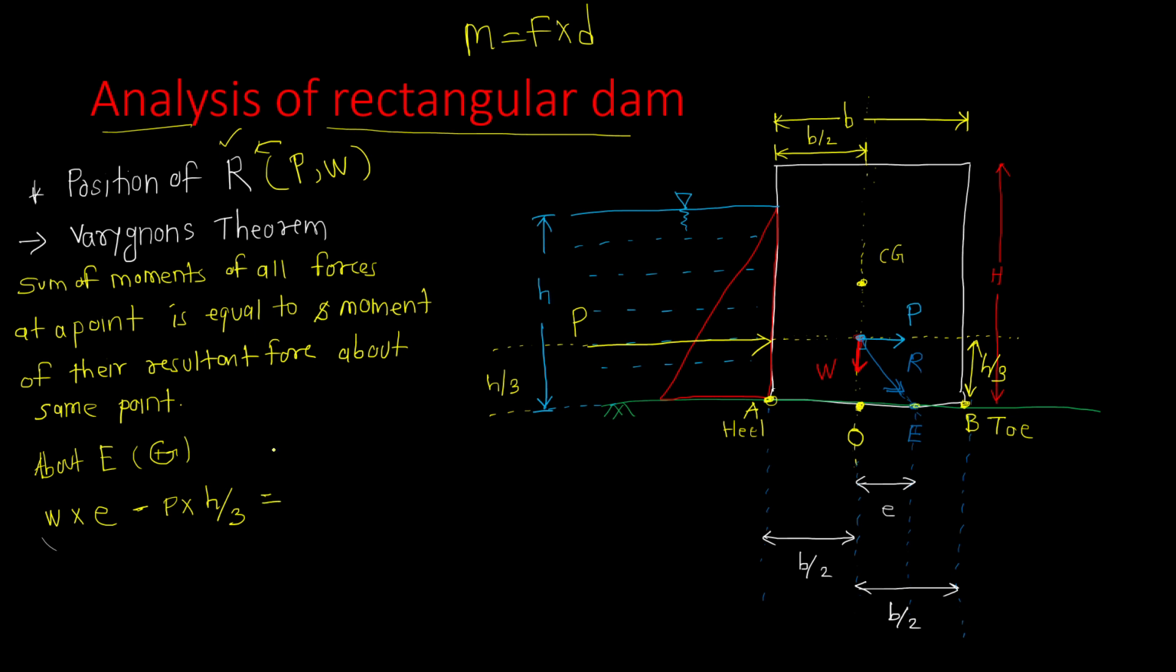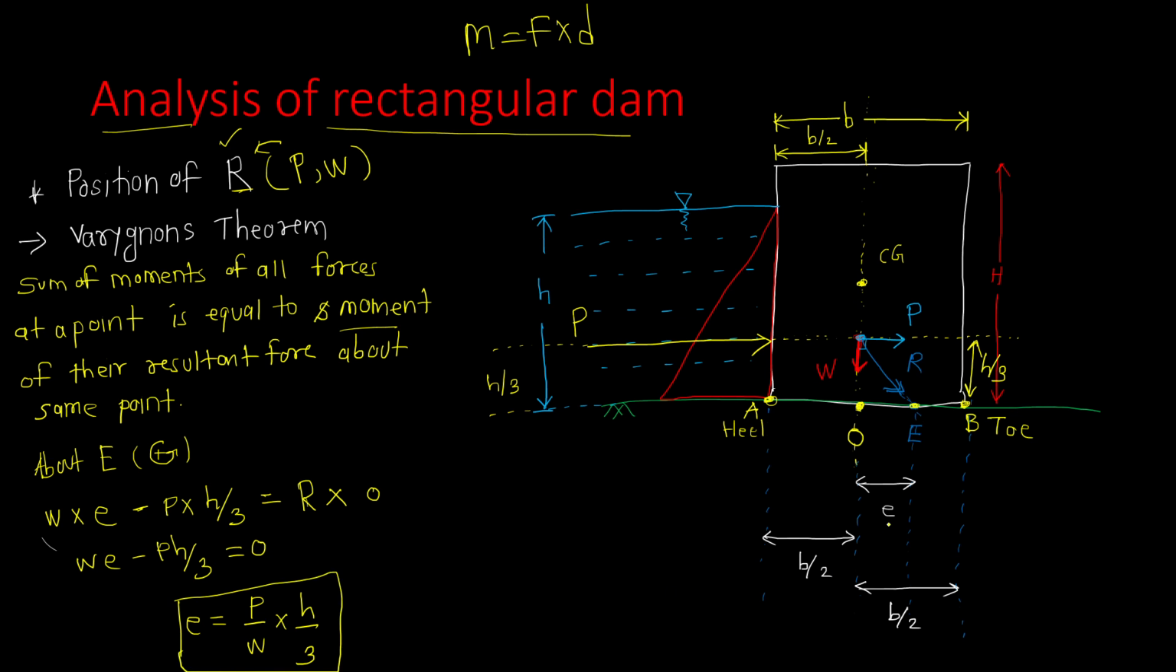This is equal to, that is, sum of moments of all forces about a point is equal to moment of their resultant force. आता W आणि P चा resultant force काय आहे? R आहे. So moment of resultant force about point E. But we can see this force R is passing through the same point E, that means the distance value is 0. So if we equate it, we will get W into e minus P h by 3 is equal to 0. After calculation, we will get e is equal to P by W into h by 3. This is the value of eccentricity e.